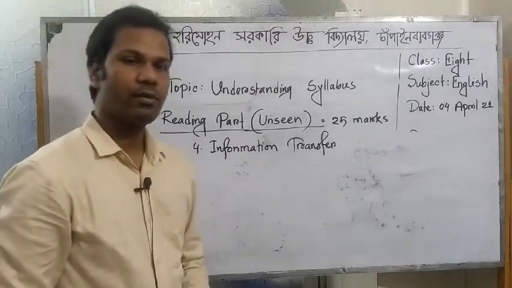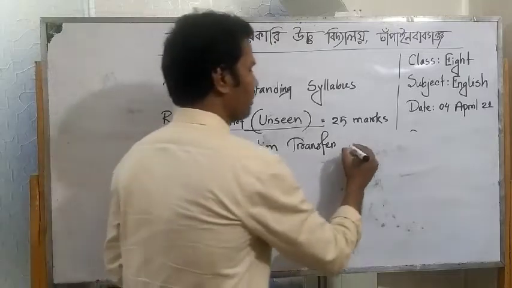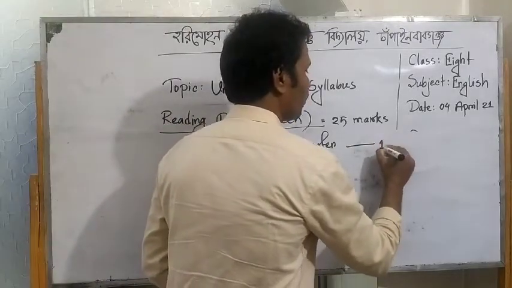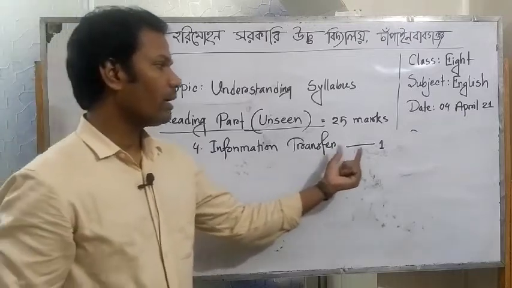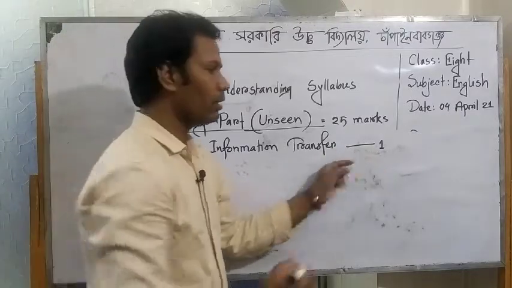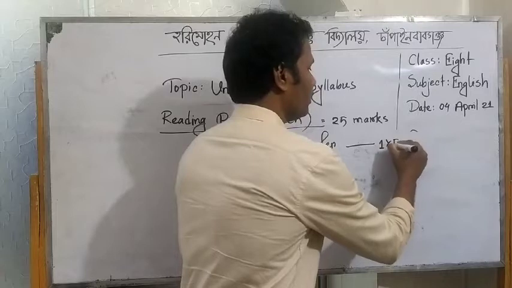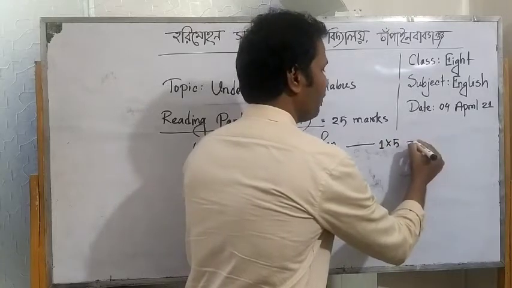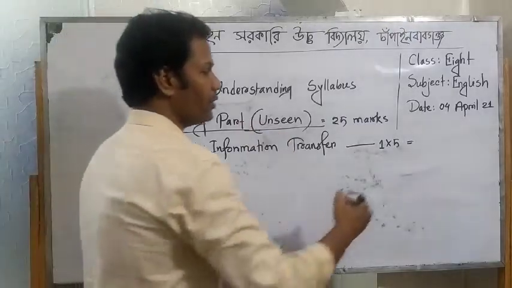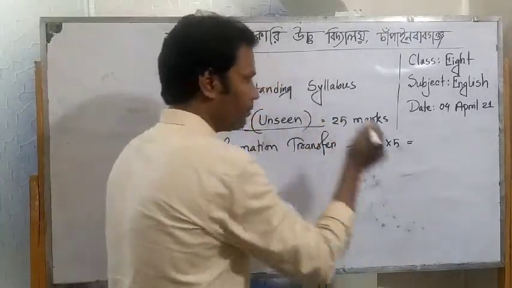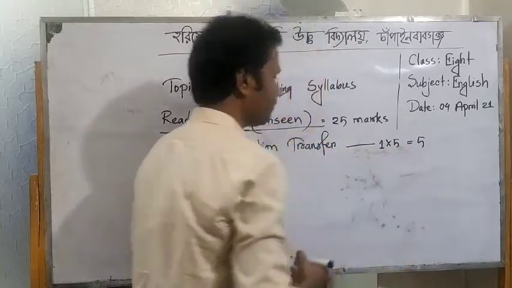Okay, information transfer. What are the marks of this item? Of course, each missing item carries 1 mark, and here there will be 5. Five missing gaps, or 5 missing pieces of information, and you have to transfer the information.